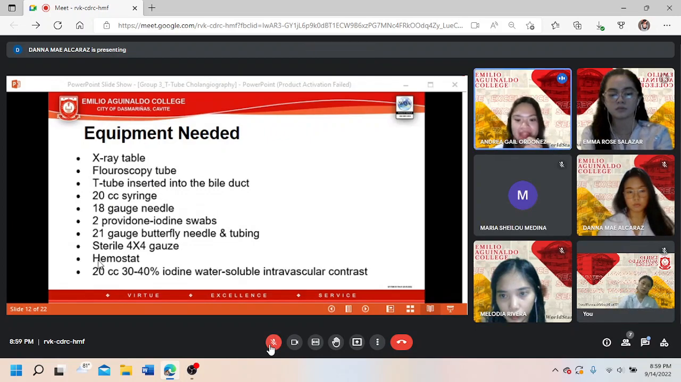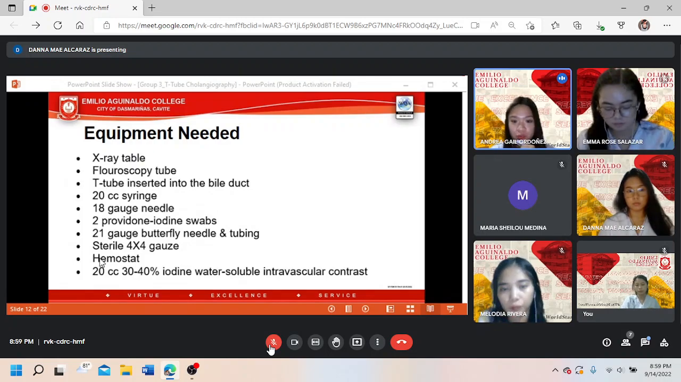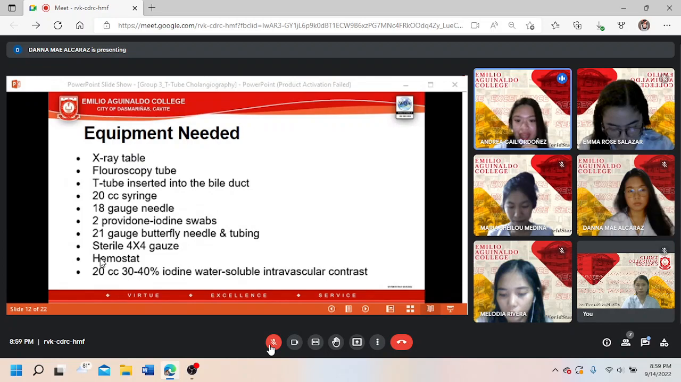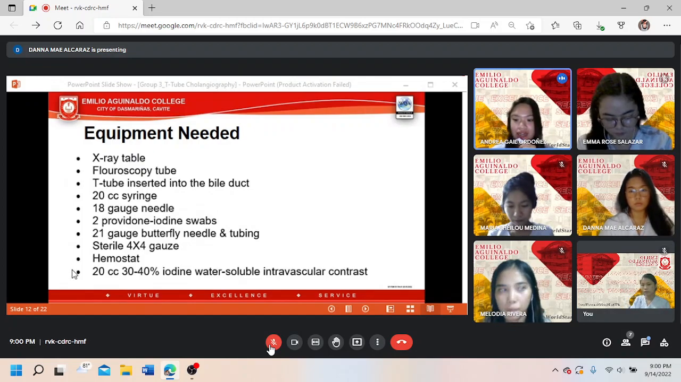So for the equipment needed, we have the X-ray tube, also fluoroscopy tube, T-tube inserted into the bile duct, 20 cc syringe, 18 gauge needle, and then 2 povidone iodine swabs, also 21 gauge butterfly needle and tubing, sterile 4x4 gauze, hemostat also, and then 20 cc 30 to 40% iodine water soluble intravascular contrast.